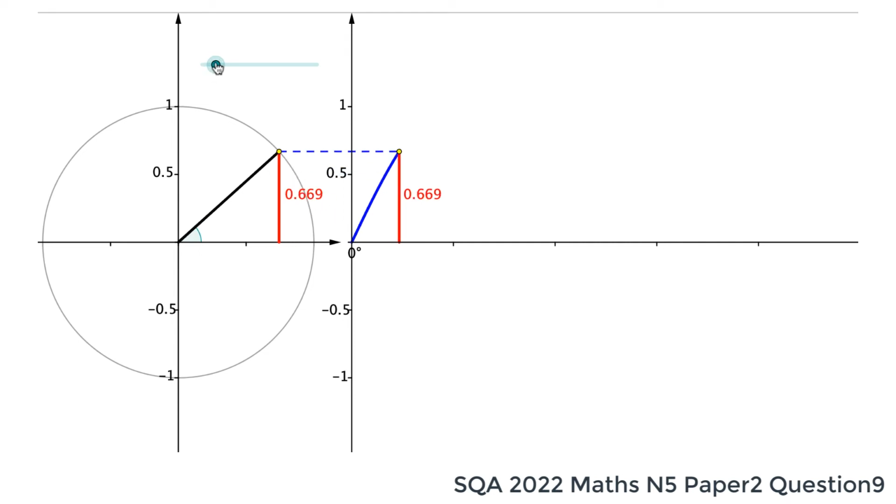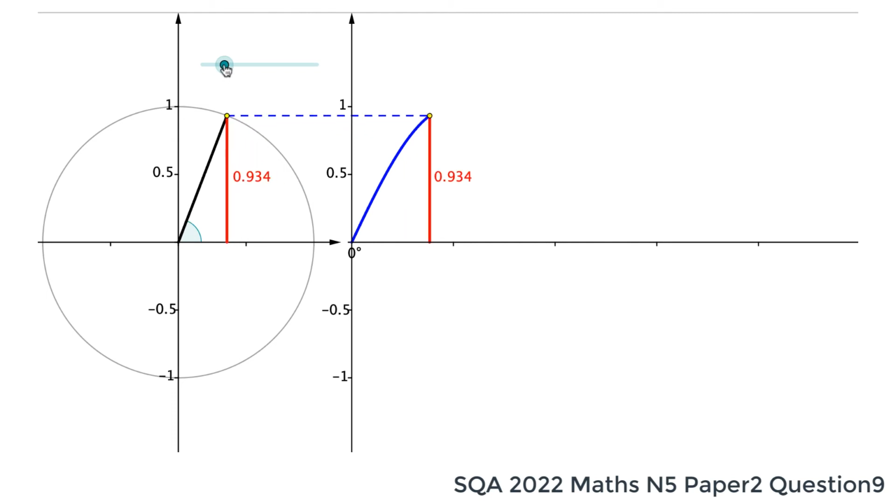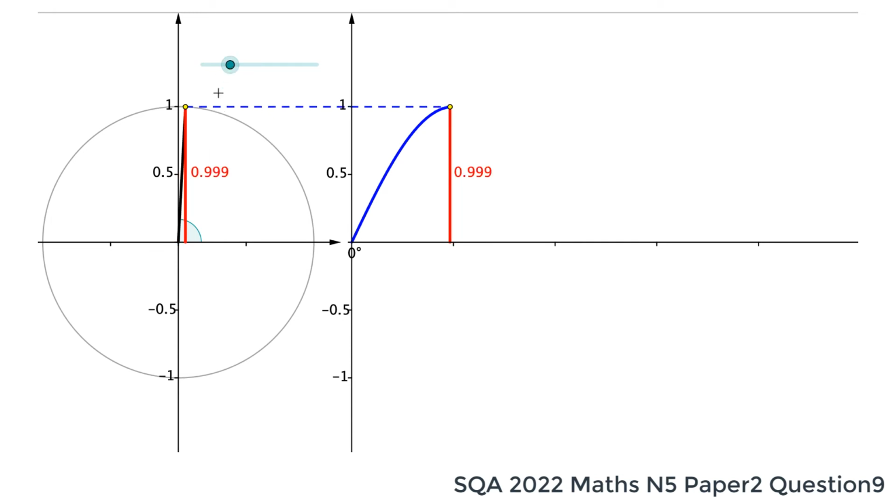So we can keep going with this, and there's our value of 2/3, and this must be 42 degrees. We keep going, and eventually the arm has rotated by a full 90 degrees, and the height is now 1. And there's the beginning of the sine curve, showing you the values of the sine of the angles up to 90 degrees.